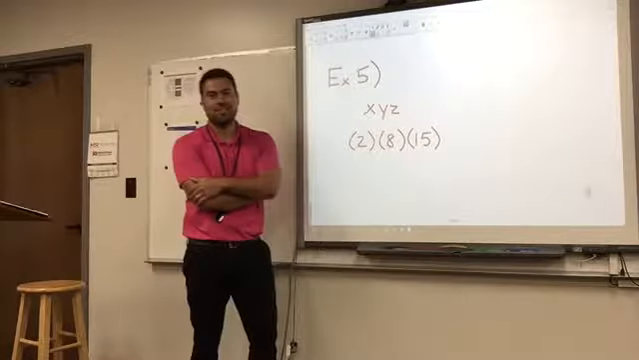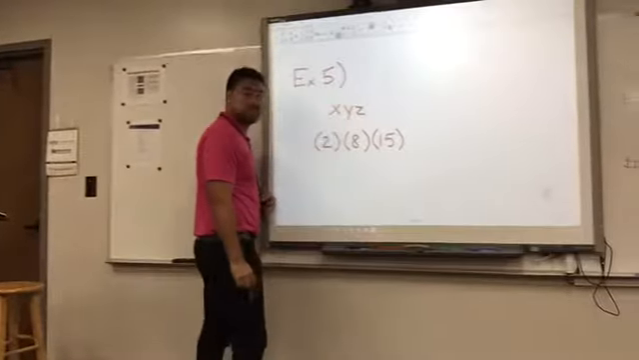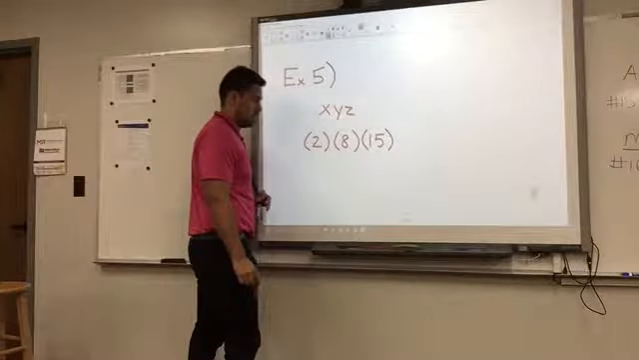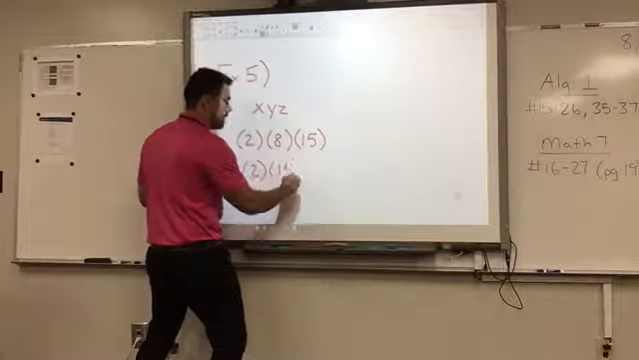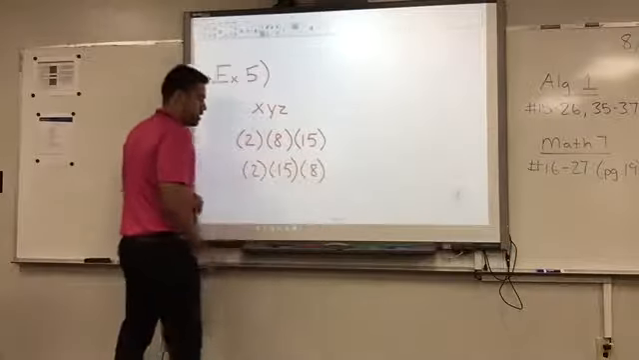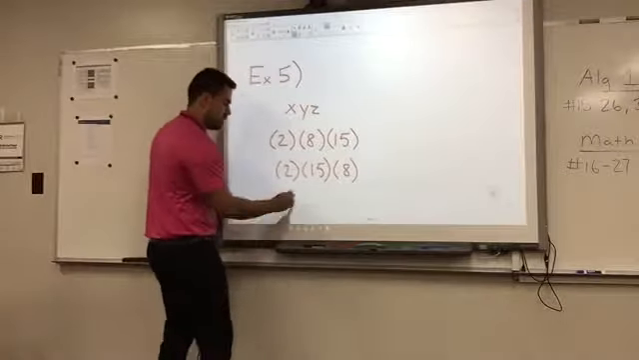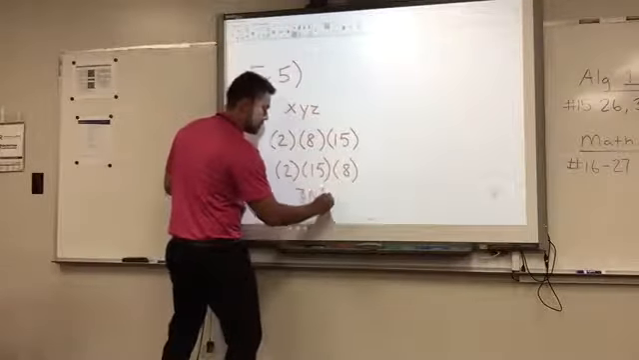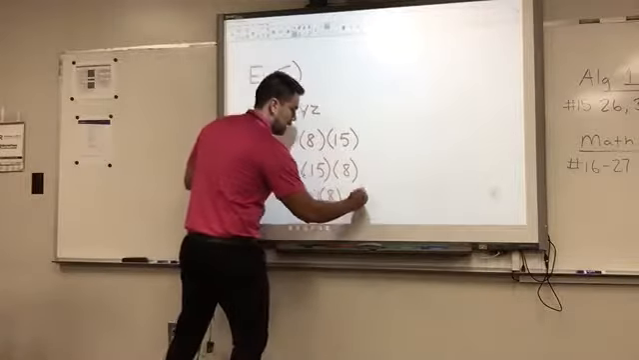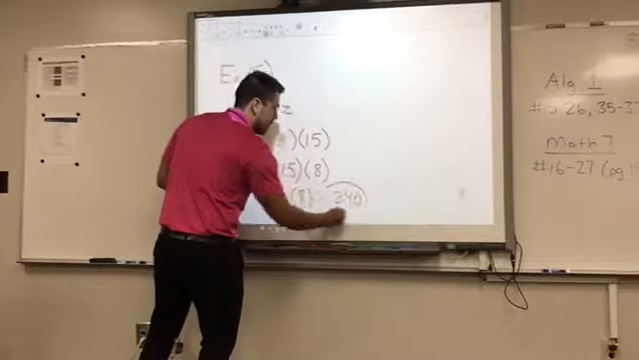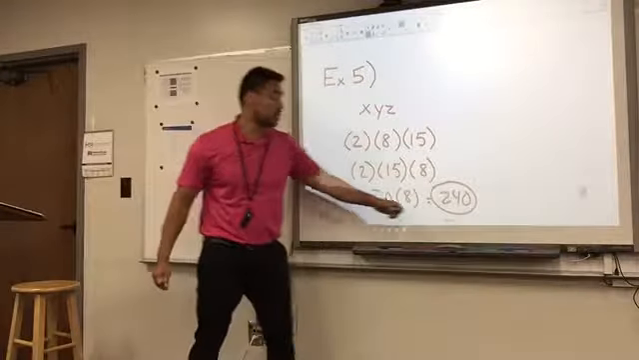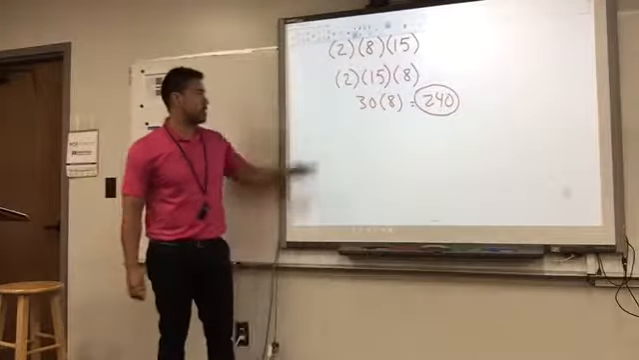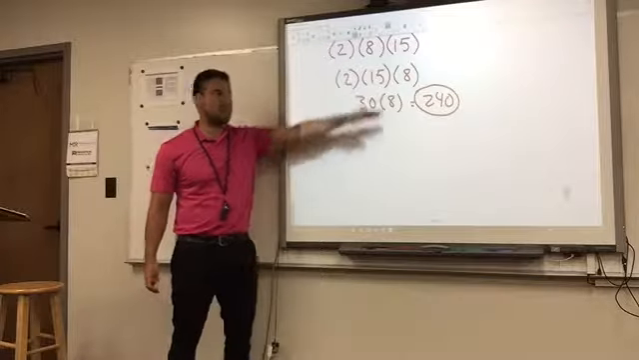Jensen, help me out. You switch around, if you just do 2 times 15 and then times 8. So if I do 2 times 15 and then times 8, is that what you're saying? What's 2 times 15? 30. And then what's 30 times 8? 240. I'm writing down my mental steps. You could write this down, but mentally means you're doing this in your head.